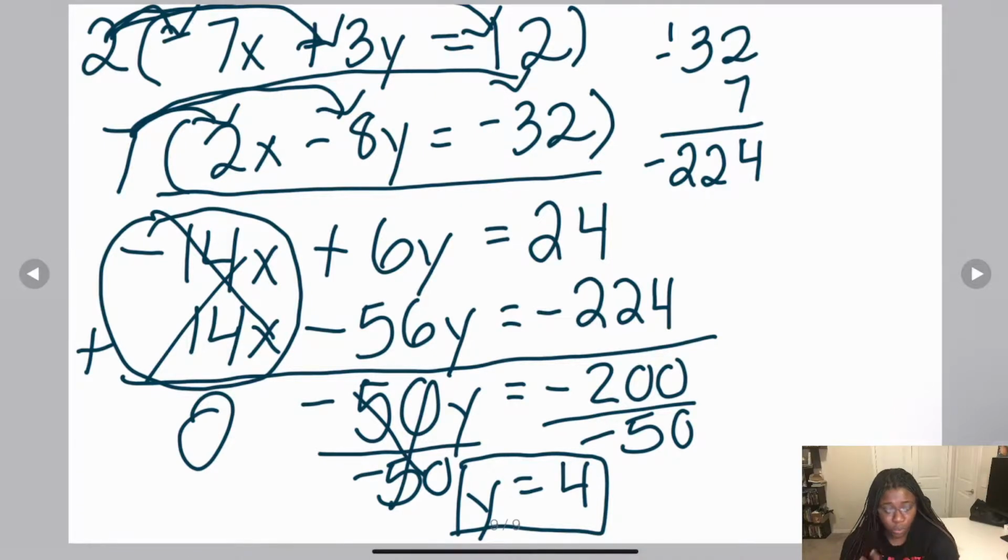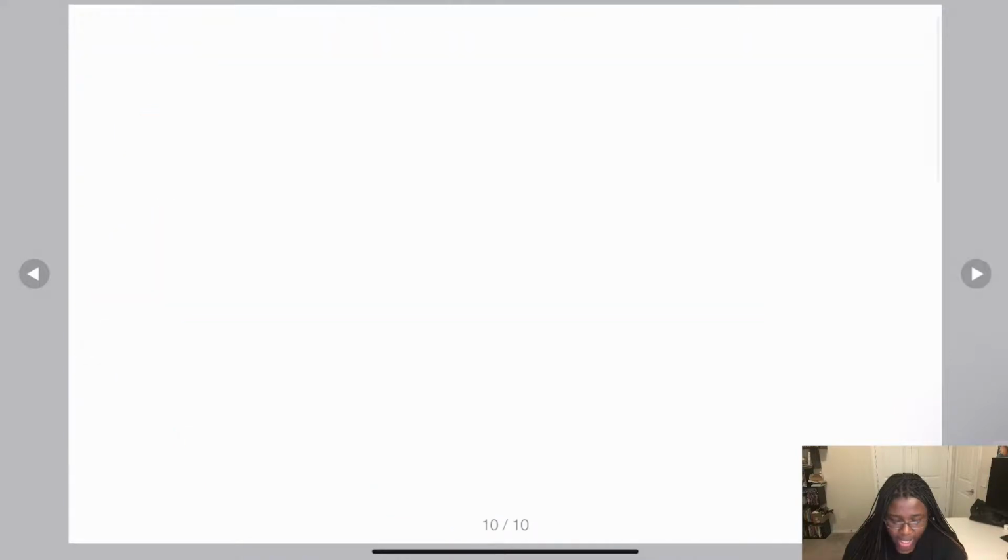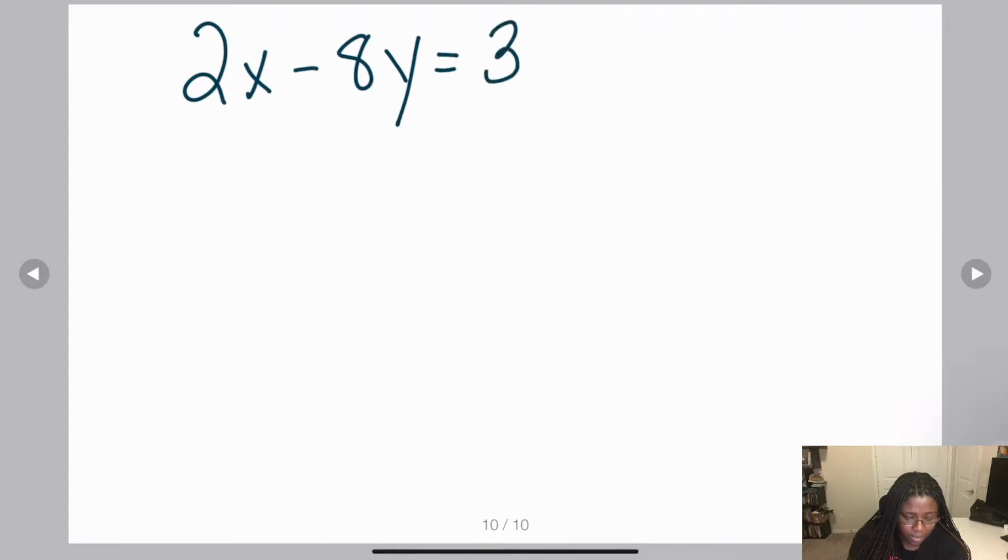And don't forget, we need to find our x. So I'm going to go to a fresh page, and I'm going to use any of my previous equations. I can either use this one or this one, and use it before it was changed. So try not to use the equation that you multiplied a number by. Use your initial equation. So I'm going to use 2x minus 8y equals negative 32. And we found when we did our elimination that y was equal to a positive 4.